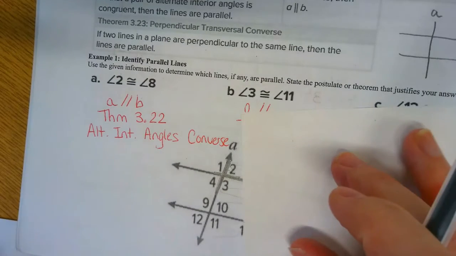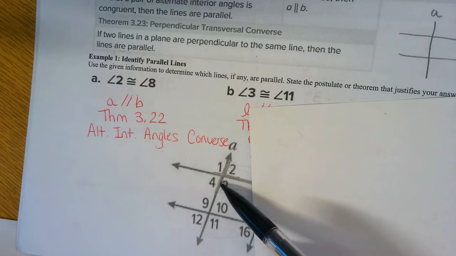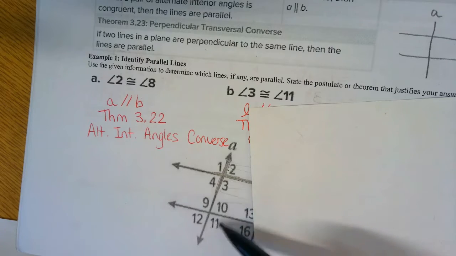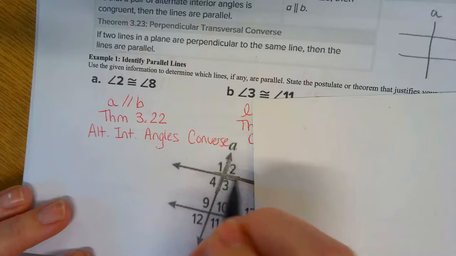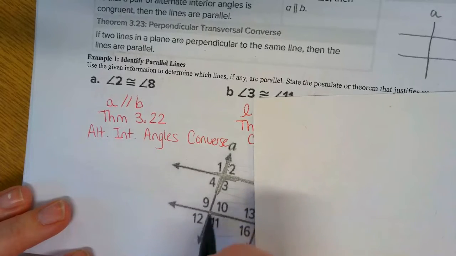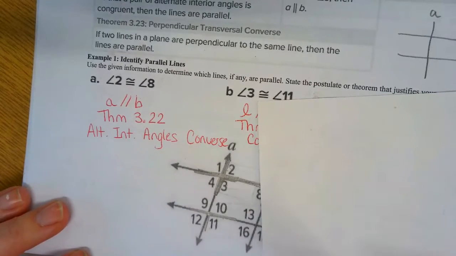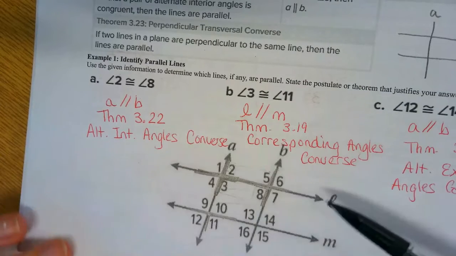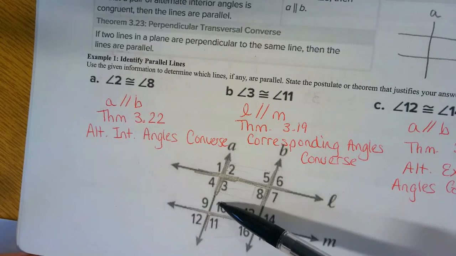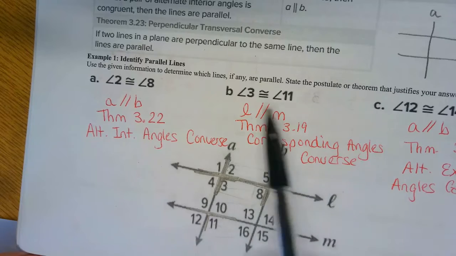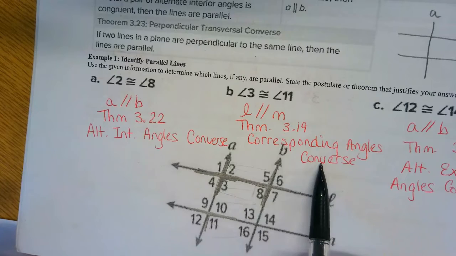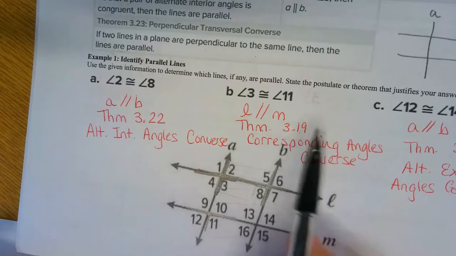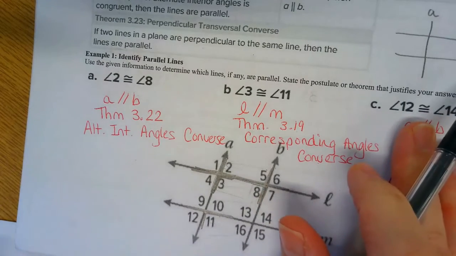Okay, so on the next one, we've got 3 and 11. So 3 and 11 are corresponding angles because they are in the same spot of each cluster. So when I extend my lines out here, I've got 3, I've got 11. If I highlight where those are at, that means that I would have L and M parallel, and then A would be my transversal. So L and M would be parallel, and then corresponding angles converse if you're writing the name, or the number, theorem 3.19. Pause the video and try letter C.